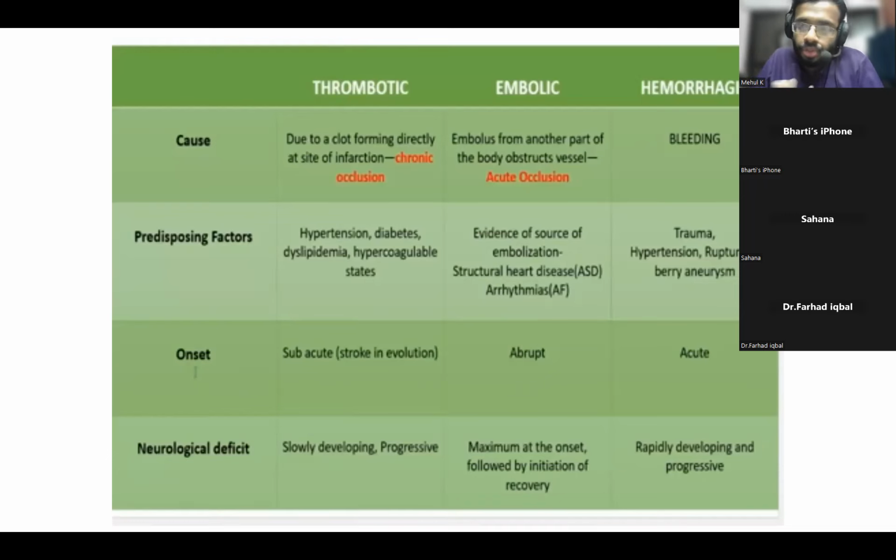Suppose the patient is having a source of embolus in the heart, and it keeps giving out emboli again and again.